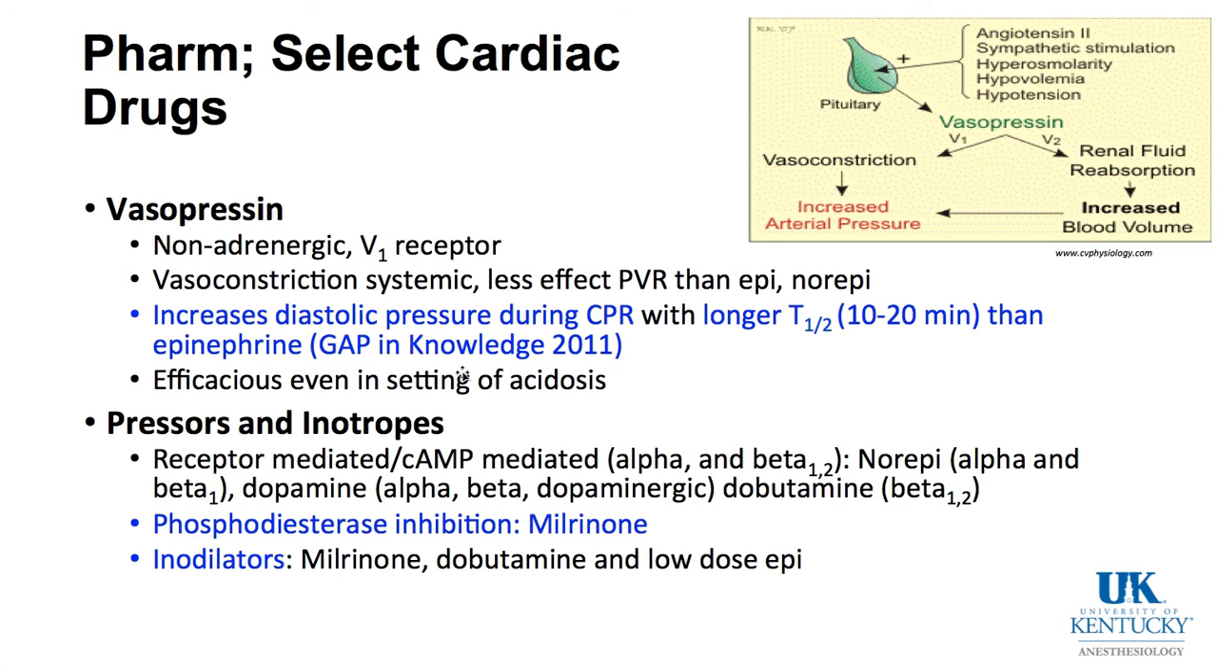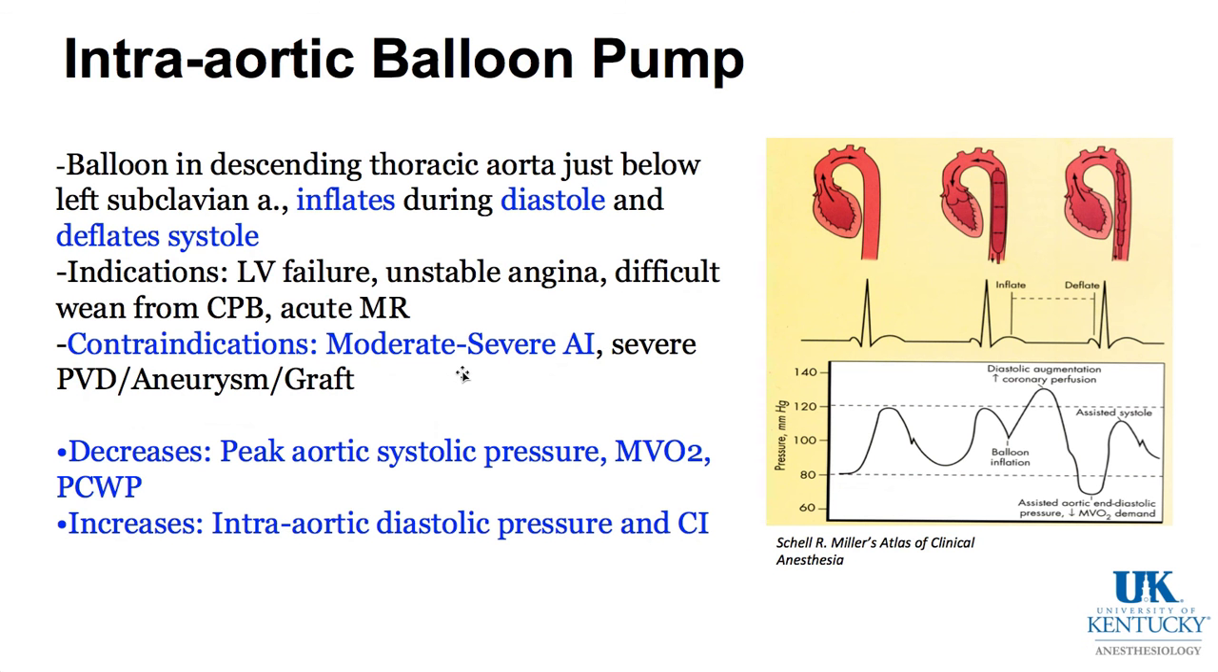But milrinone, dobutamine, when you want inotropy and vasodilation. If all else fails, you give inotropes and a patient is not doing well ventricularly and you need to support the heart, an intra-aortic balloon pump may be indicated.